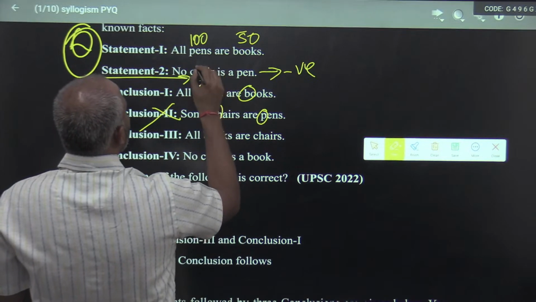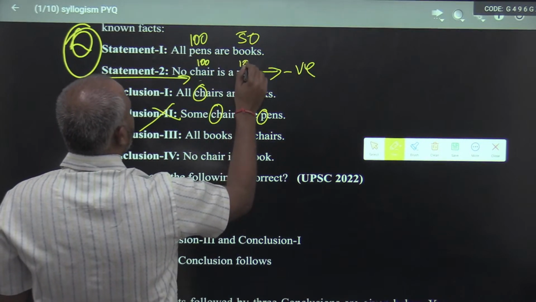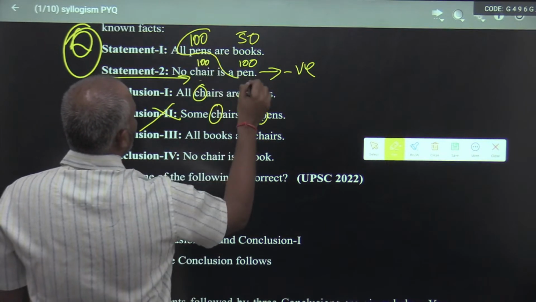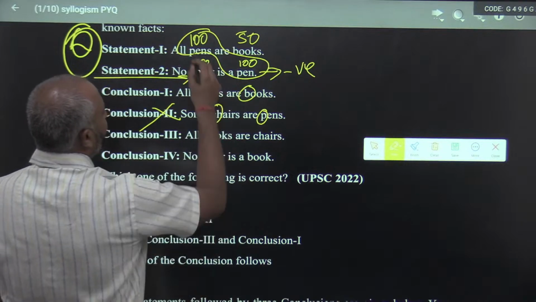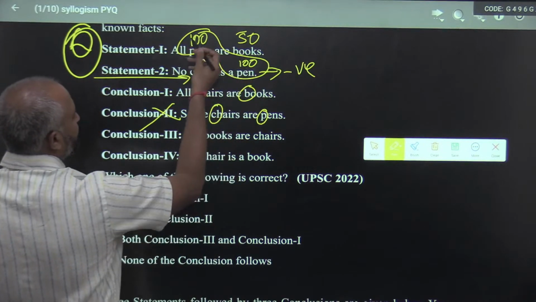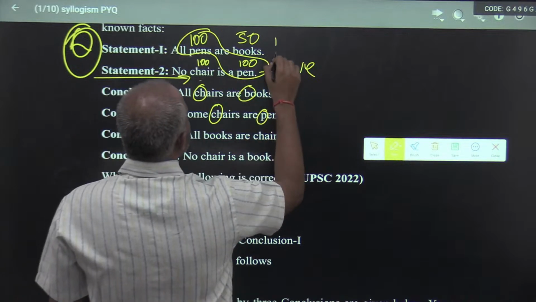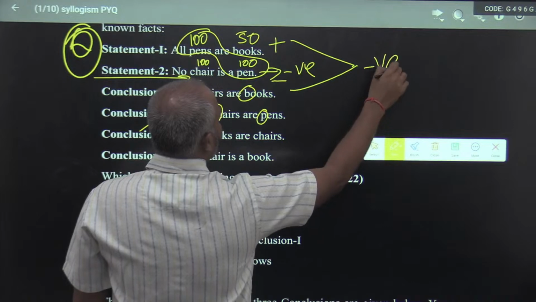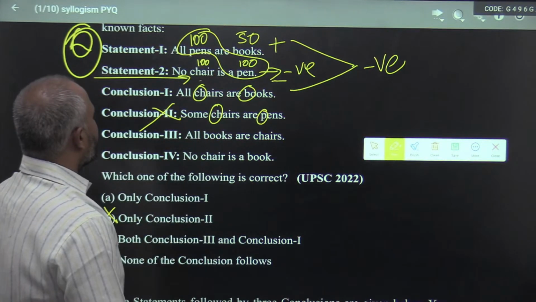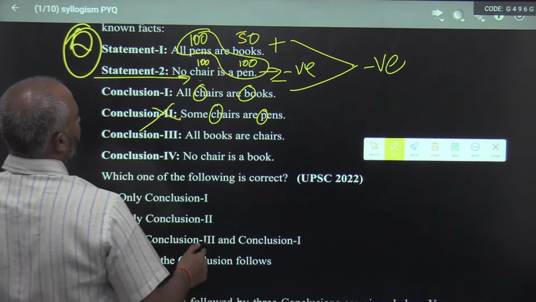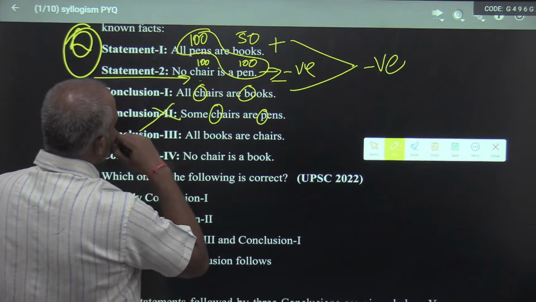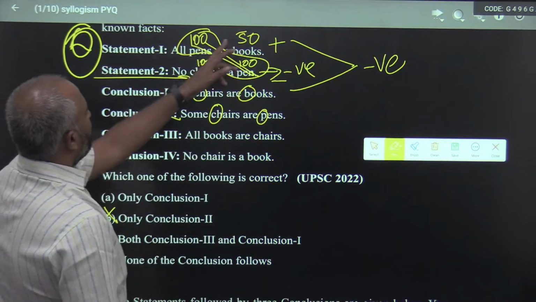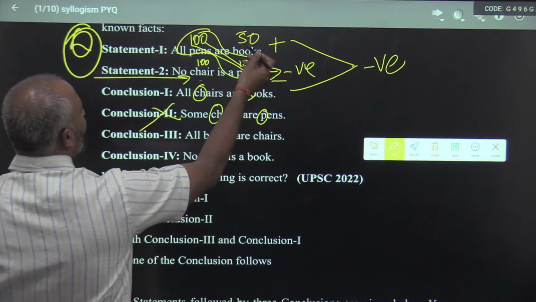No is 100. Since this is a negative statement, 100. Can you make a relationship between these? Yes. The common element has a value of 100 at least once. Here it is achieved twice. So this is a positive statement and this is a negative statement. You can only draw negative conclusions from this. So between books and chairs, pen is gone. We can only draw a negative conclusion between book and chair.